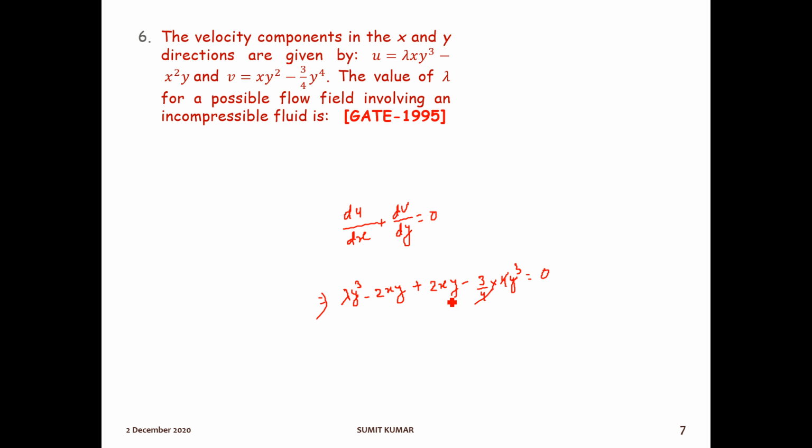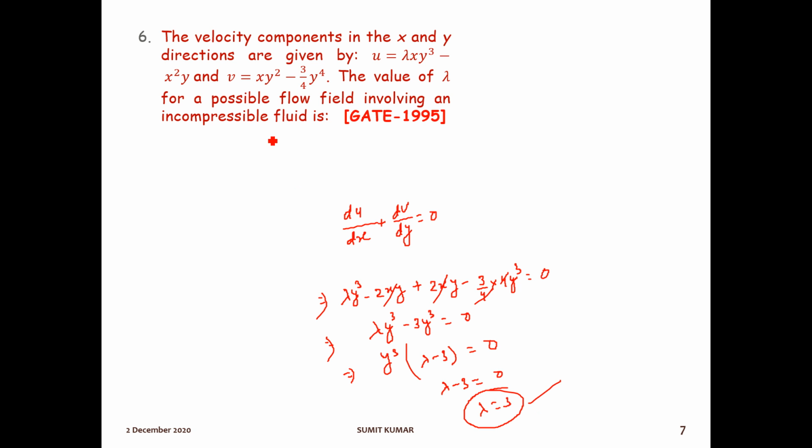So here 4 and 4 cancelled and this term is cancelled. So we can write here lambda y cube minus 3y cube is equal to 0. Here y cube is common, lambda minus 3 is equal to 0. So lambda is equal to 3. So for possible flow field involving an incompressible fluid, the lambda will be 3 for this expression. So the answer will be what? 3. Option number D is the right answer.